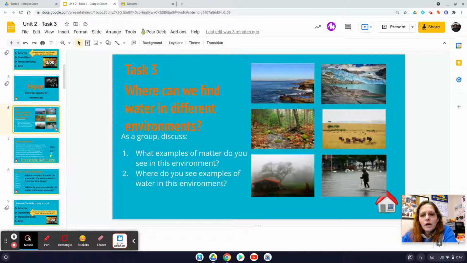Okay, so where can we find water in different environments? So what we're going to do depends on the guest teacher, if the guest teacher wants to do this in small groups or as a whole. I've done it both ways, depending on the class. I know some of you will benefit from doing this as a whole class. Some of you might be better off doing it independently, just kind of depends. But what I would do is just kind of talk about each picture as a whole group.